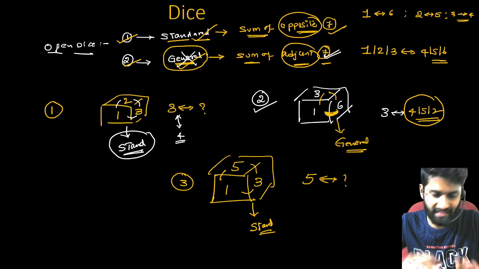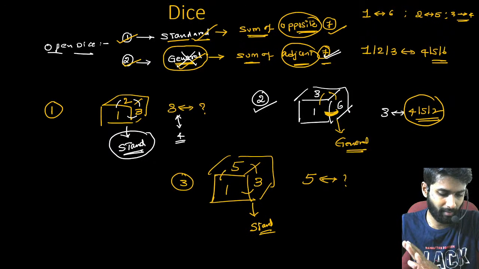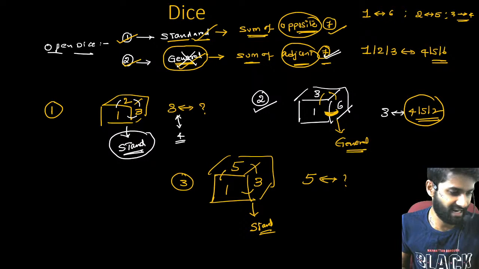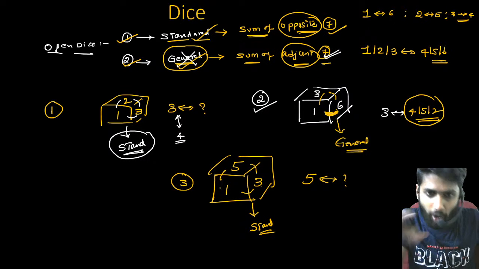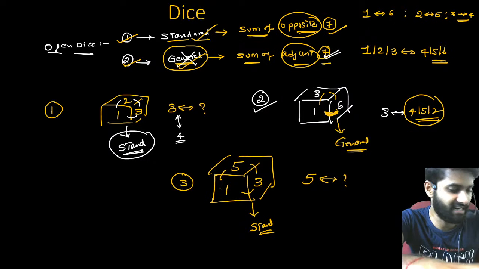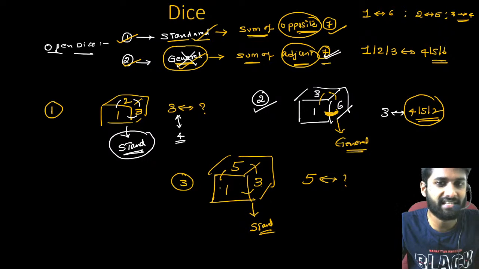First, check whether it is a general die. If it is a general die, no problem. If it is not a general die, definitely it is a standard die. Then see, 1 plus 5 is 6, 5 plus 3, and 3 plus 1. Any two adjacent surfaces do not sum to 7. If it is 7, it is a general die. If it is not 7, definitely that is a standard die.